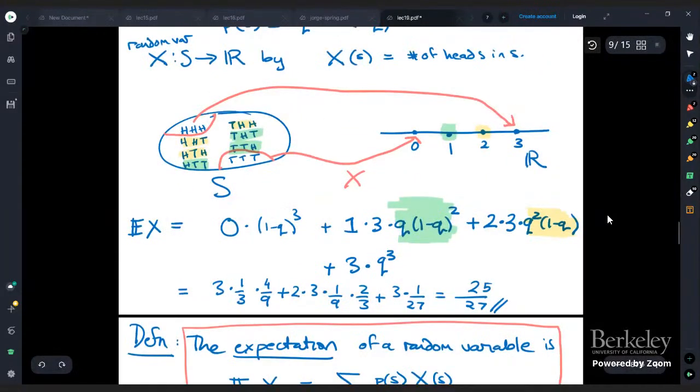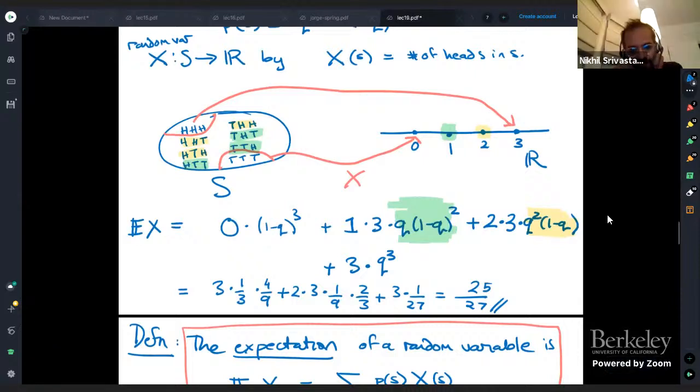Isn't the answer 1, not 25/27? Have I done some wrong arithmetic? Oh, I absolutely have. Sorry. And yeah, there's another reason why the answer is 1, which we'll see in a moment. So the answer is 1. Sorry. I'll show you why the answer is 1 in a different way in a moment. I made an arithmetic mistake.